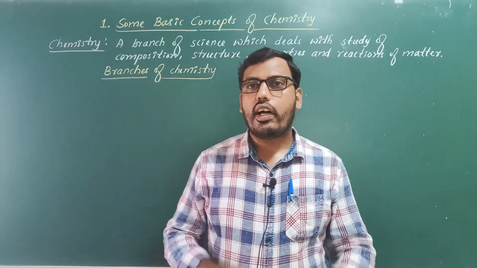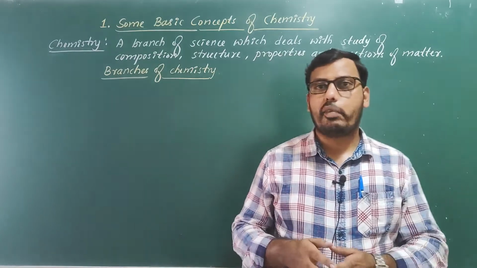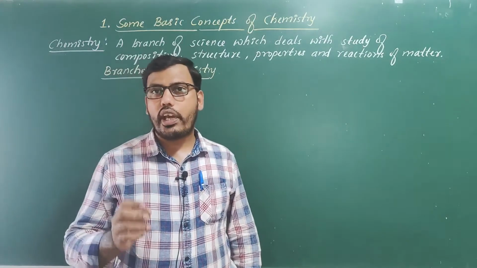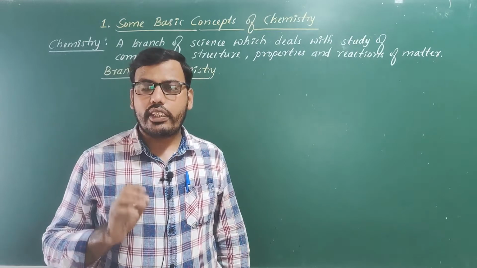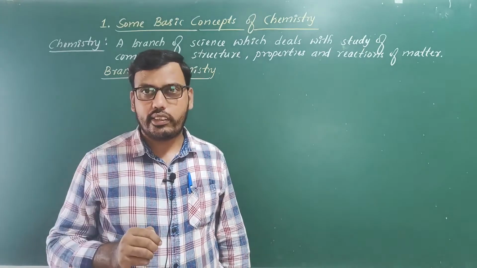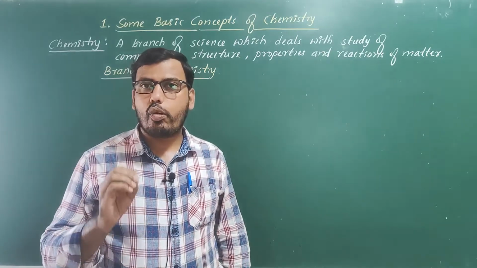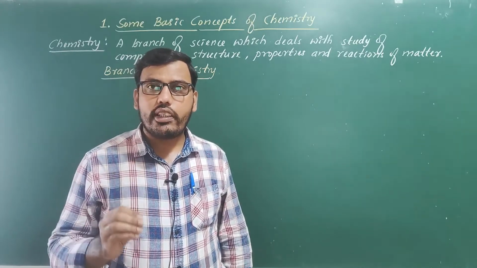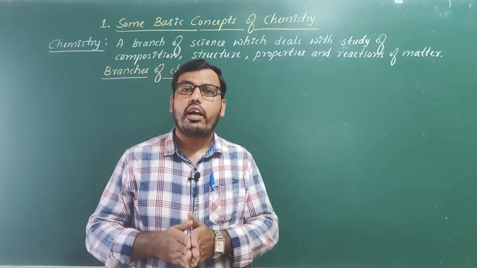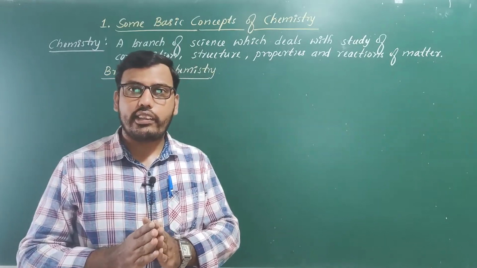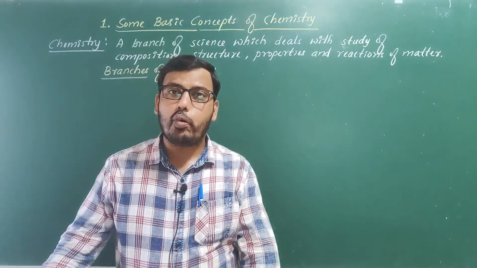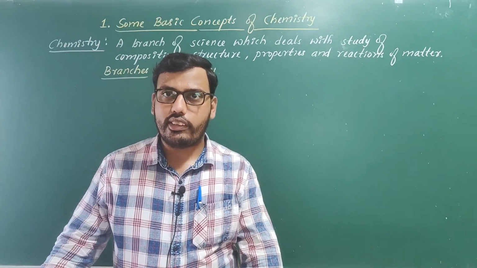Next, moving to one more branch called analytical chemistry. In analytical chemistry we are going to have analysis. Generally, analysis is of two types, qualitative analysis and quantitative analysis. In this branch of chemistry we are going to study the qualitative and quantitative determination of chemical substances, that is, the chemical components which are present in a substance.